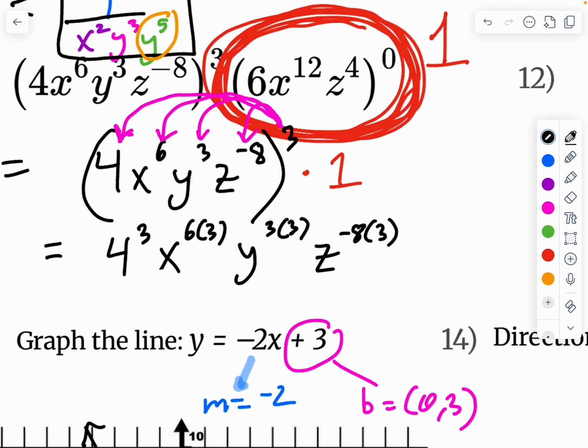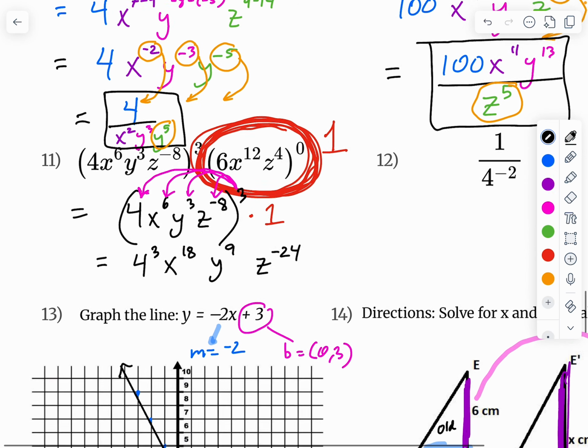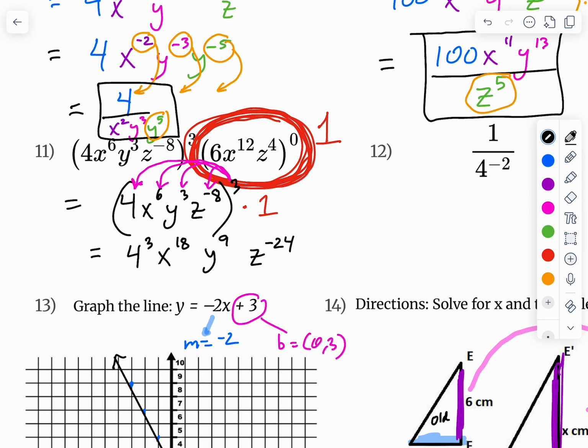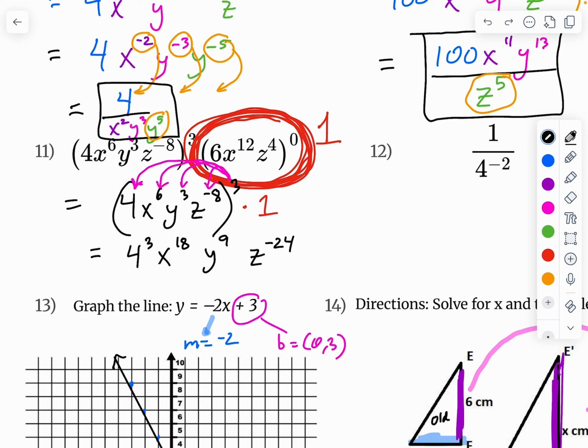Now, hey, do I need to show this work? No. Let's fix it. What's 6 times 3? 6 times 3 is 18. 3 times 3 is 9. And negative 8 times 3 is negative 24. Great news. Crazy problem became easier. Bad news. We're not done.